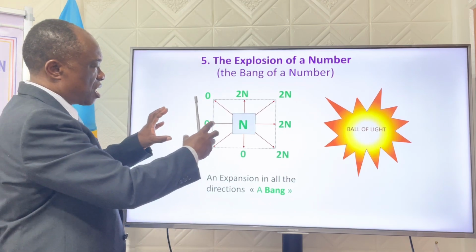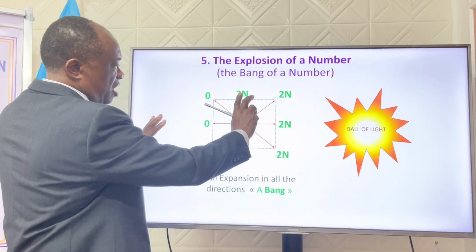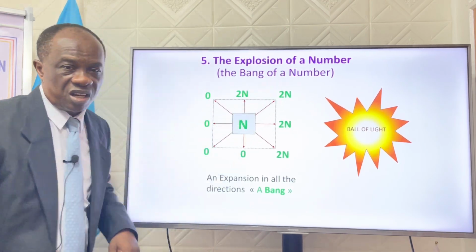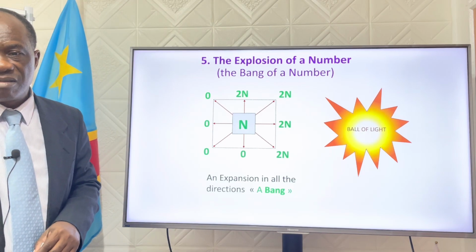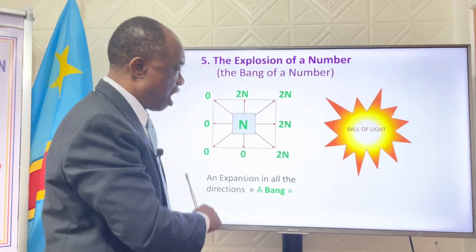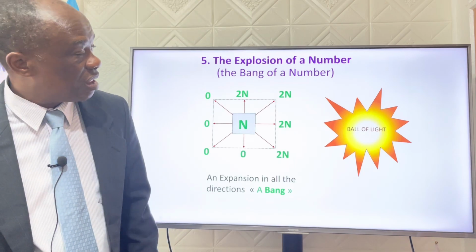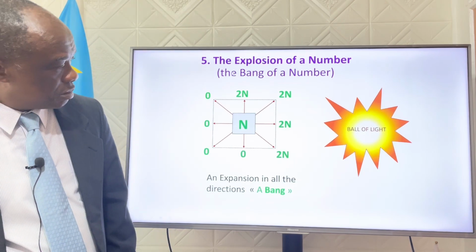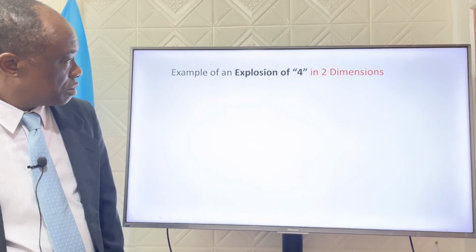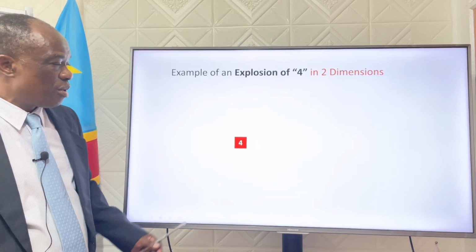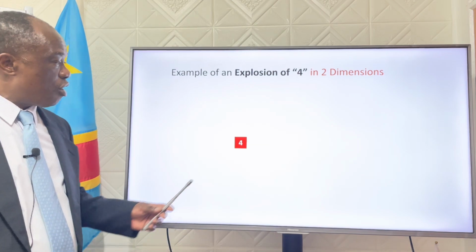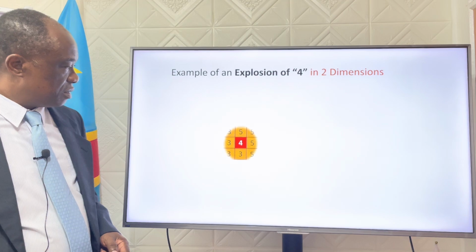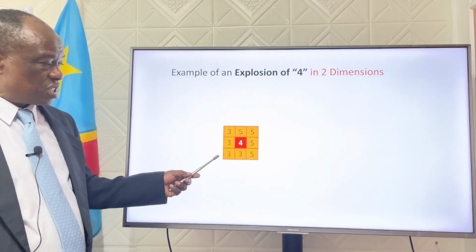So we'll be accelerating, decelerating, decelerating and accelerating on the other side. This is how we are going to achieve that. Let's see how it works. We have number 4. Number 4 will explode. This is the first level.